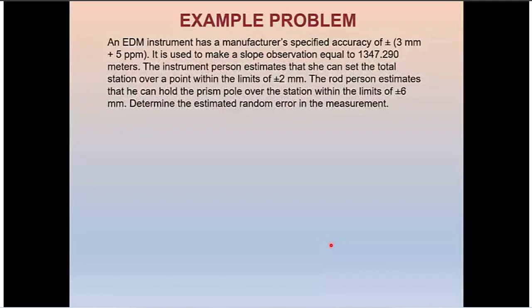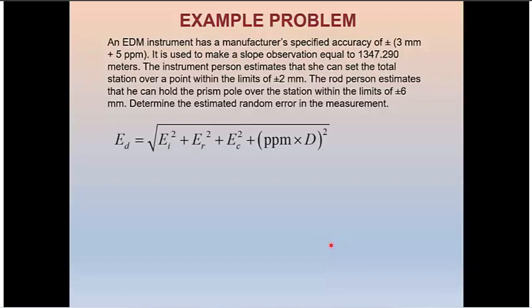The instrument person estimates that she can set the total station over a point within the limits of 2 millimeters. The rod person estimates that he can hold the prism pole over the station within the limits of about 6 millimeters. From this information, then, determine the estimated random error in the measurement.